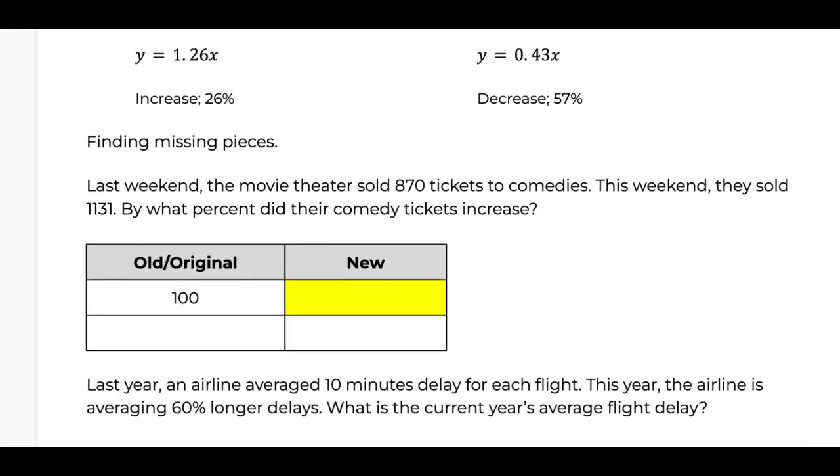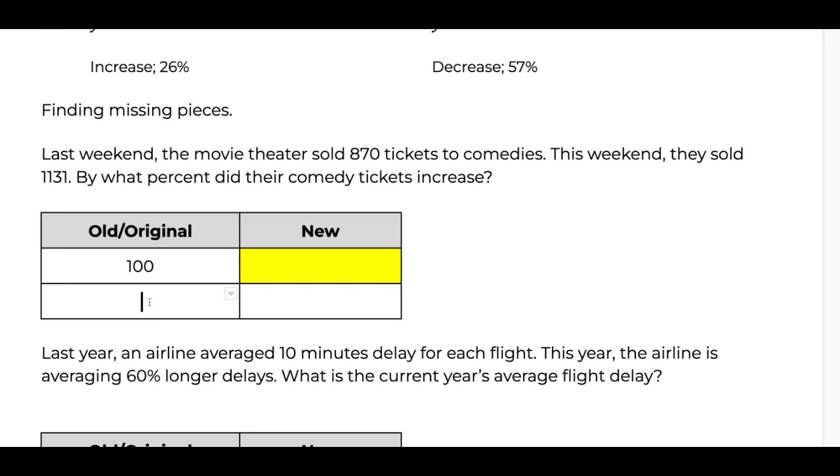And then we know with old and new, if it's a time, you want to think what happened first. So we're talking about last weekend and this weekend. So last weekend is going to be our original, and then it increased from there. So 870 goes here, and then 1131 goes there.